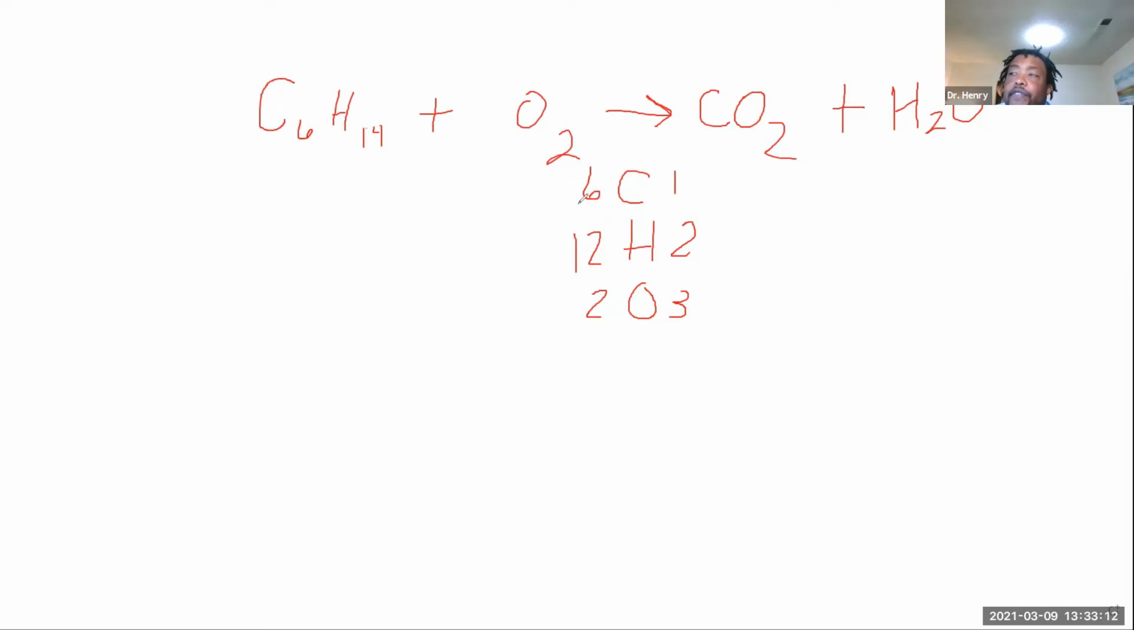Okay, so if we have 6 carbons here and I want to get 6 carbons over here, where do I need to put 6? How do I get 6 carbons? The CO2. Yes. So we want to put a whole number in front as our coefficient. So we put 6 in front of it. That means we have 6 CO2 molecules.